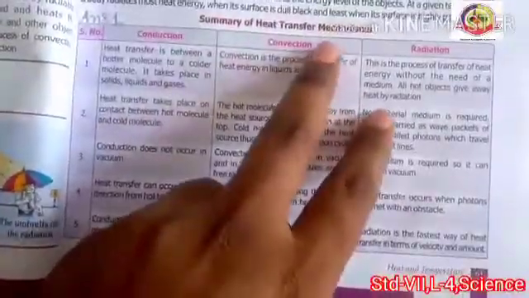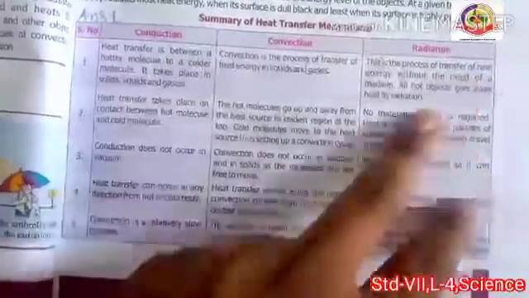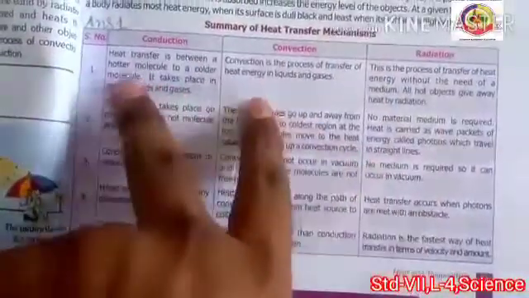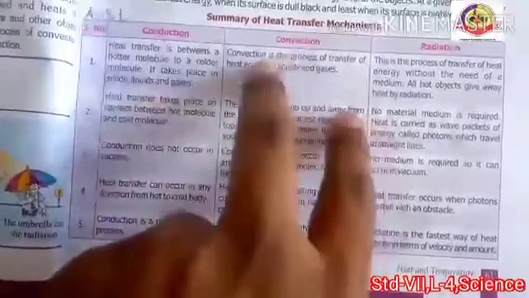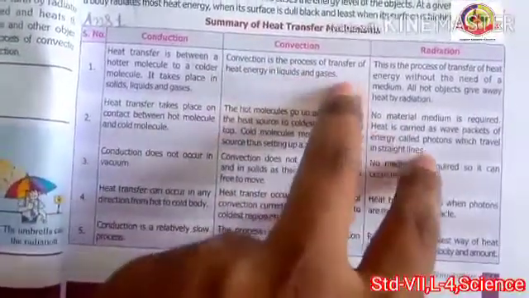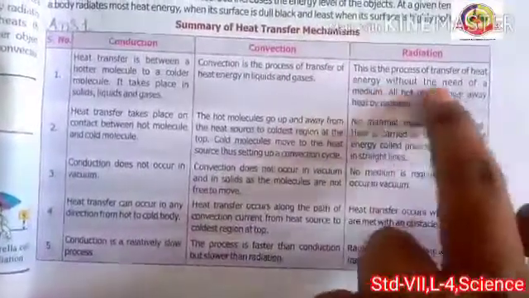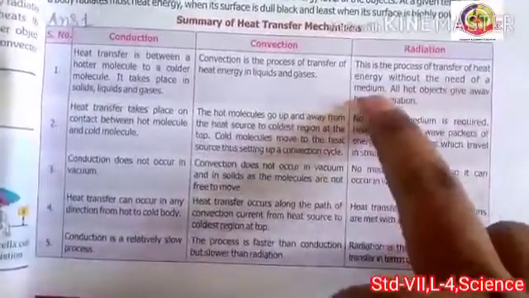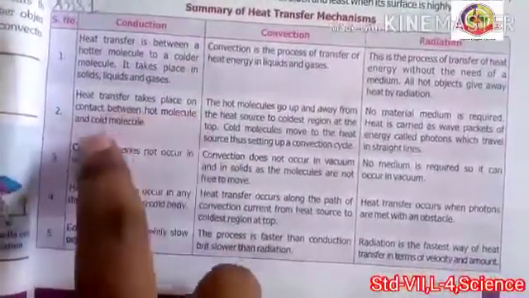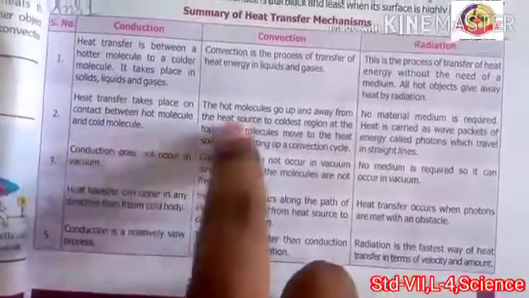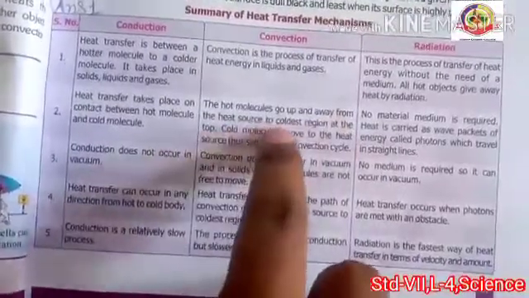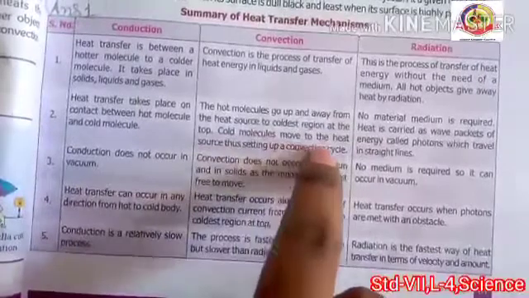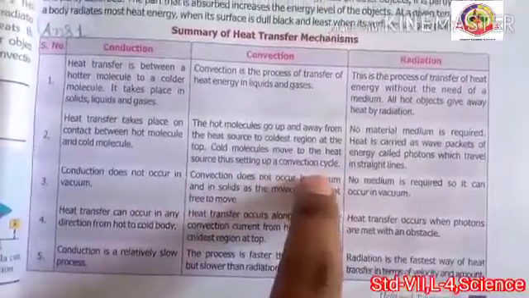So, a summary of the heat transfer mechanism: conduction, convection and radiation, that is the mechanism of heat transfer, three types. Conduction is heat transfer between the hotter molecule and the colder molecule. It takes place in solids, liquids and gases. Convection is the process of transfer of heat energy in liquids and gases, and radiation is the process of transfer of heat energy without the need of a medium. All hot objects give away heat by radiation. Conduction takes place on contact between the hot molecules and the cold molecules. In convection, the hot molecules go up and away from the heat source to the coldest region at the top. Cold molecules move to the heat source, thus setting up the convection cycle.